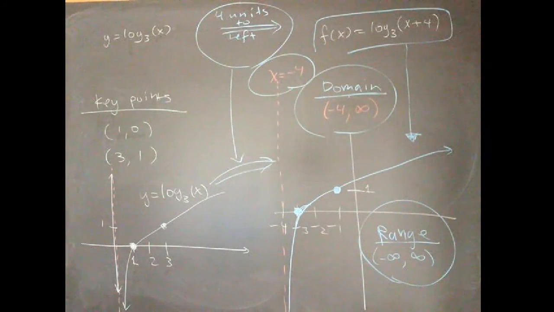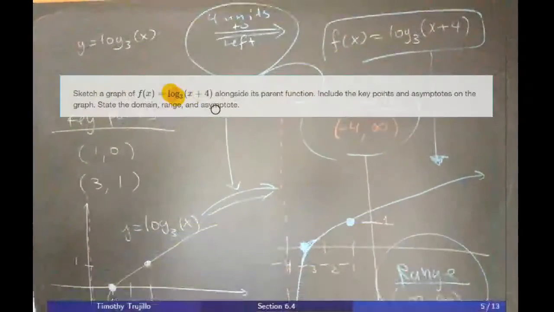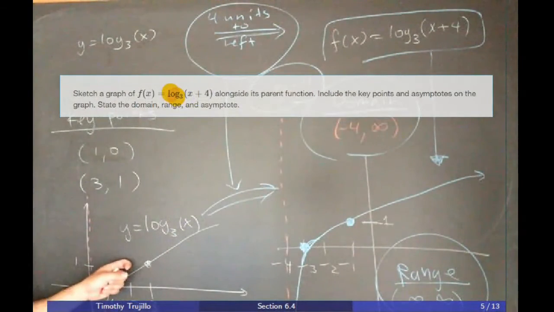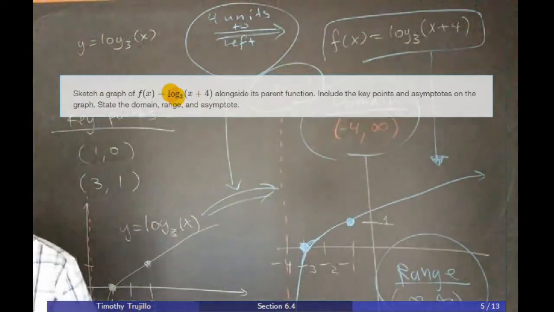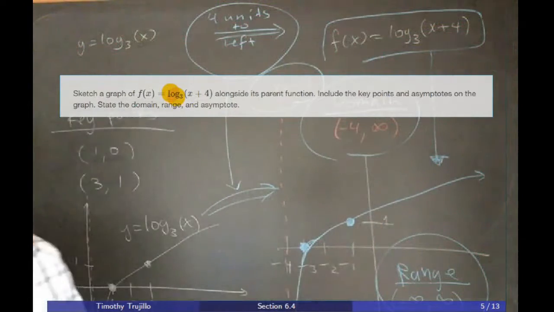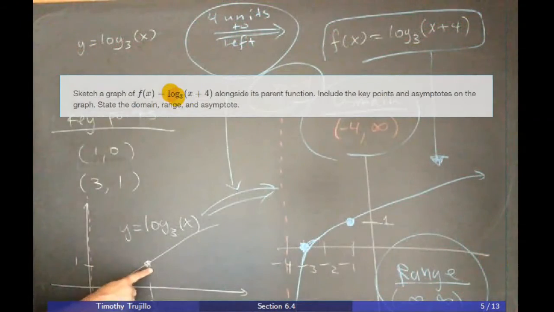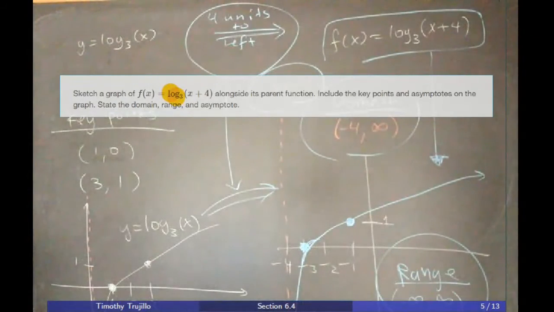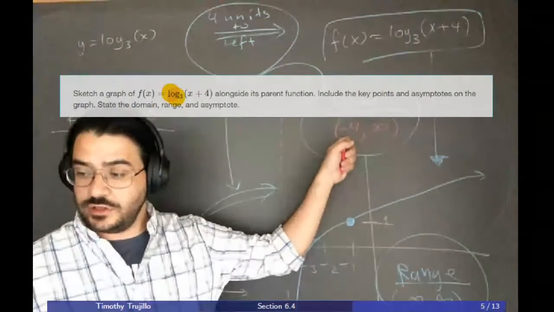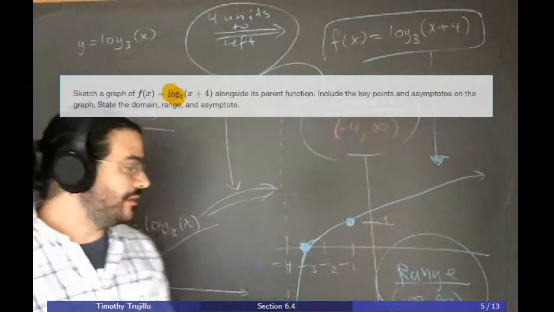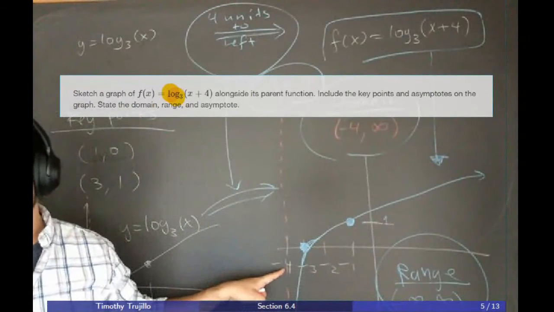Okay? So let me just go back to the statement of the question so you can see it. It's asking us, sketch the parent function. So here's the parent function, along with the graph. So here's the graph in blue. And then include key points. So here are the 2 key points here. Here are the 2 key points there. And finally, identify the domain, range, and asymptote. Domain, -4 to infinity, not including -4. Range, -infinity to infinity, those are the y values. And then we had that vertical asymptote right here at x equals -4.